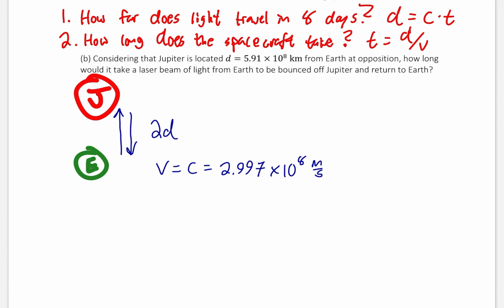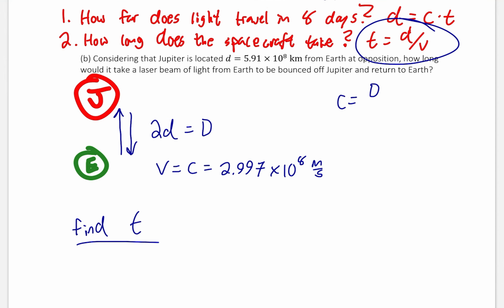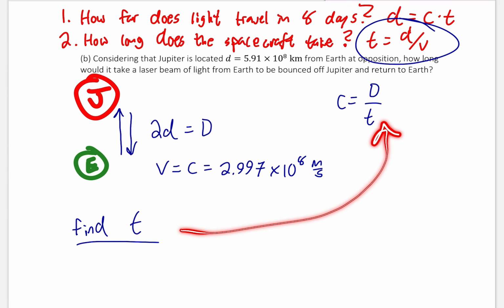We already know how to do the algebra to rearrange the definition of velocity to solve for T. So then we would just want to find T, and that's how you would wrap this up. But remember that here your D is actually 2D. So we could say that this is our D, and then we are going to be rearranging an equation that looks like C is big D over T, and then we're just solving for T.